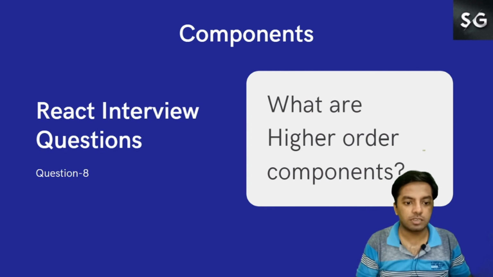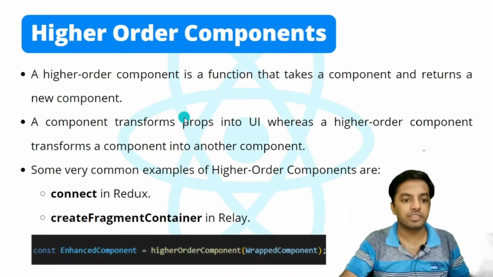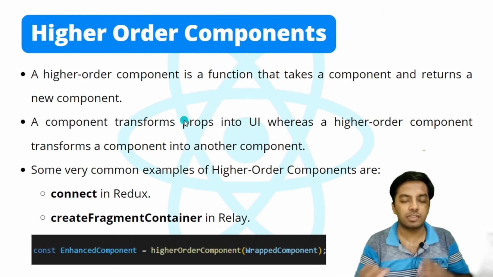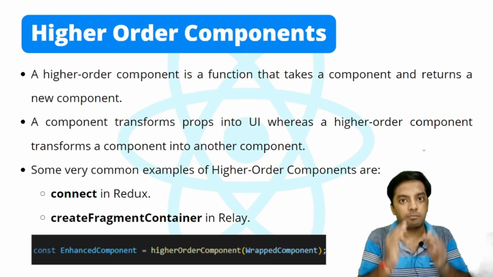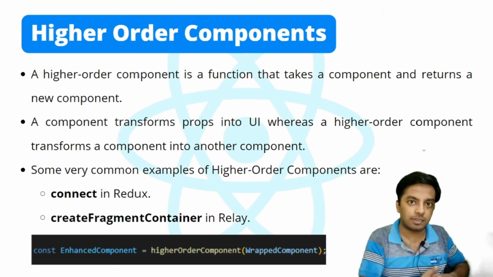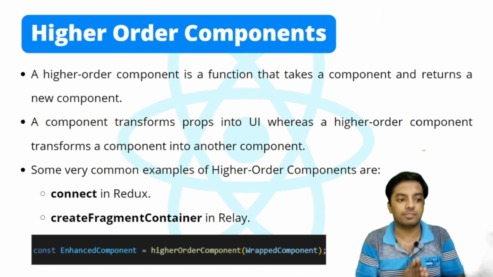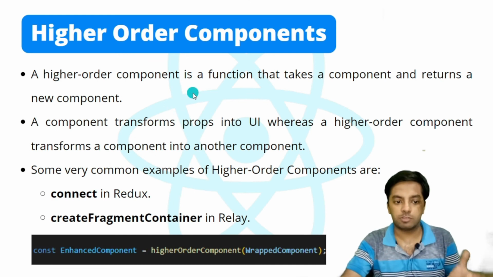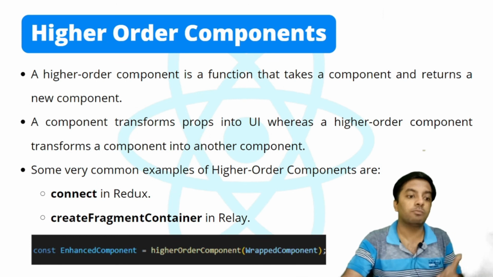So the next question is, what are higher order components? A higher order component is a function that takes a component and returns a new component. We have seen that a function takes an argument and returns a single value or an object. But a higher order component is also a function that takes a component as input and returns a component as well. A component transforms props into the UI, whereas a higher order component transforms a component into another component.